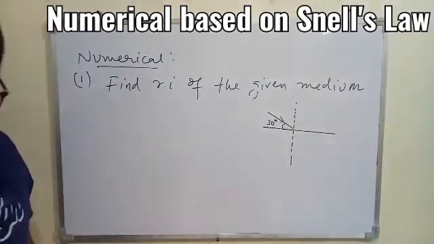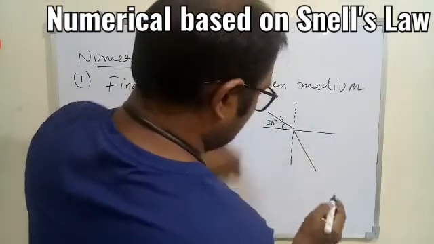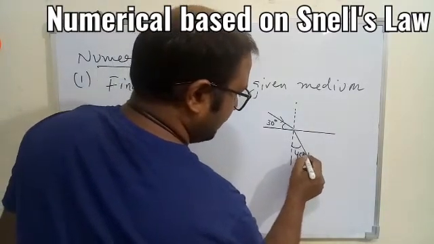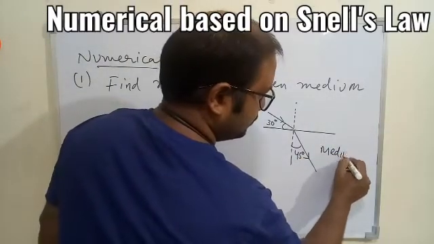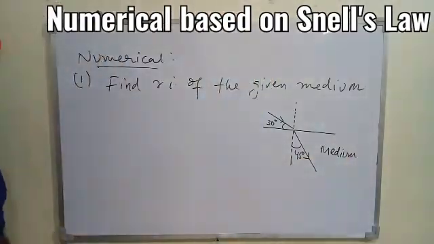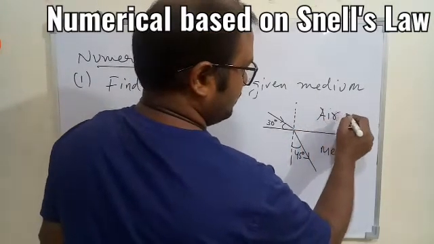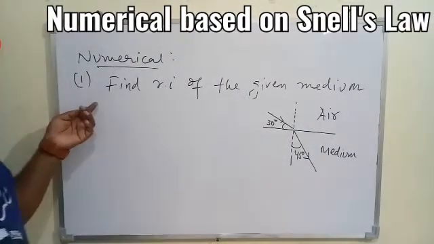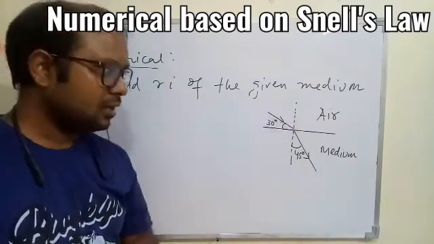So this is the diagram given, and on the other side the ray is making a 45 degree angle, and this is the medium given to you. The first medium is air. So overall, based on this diagram, we have to find out the refractive index of the medium. The medium is the second one and the first medium is air.